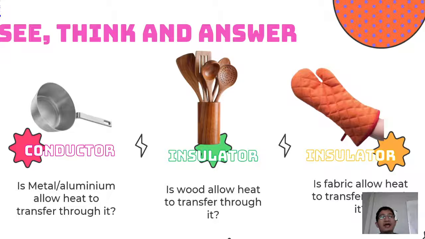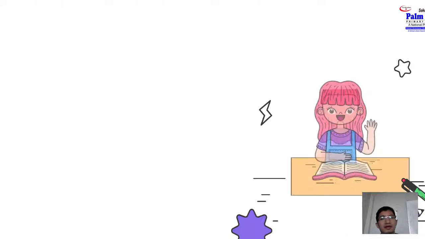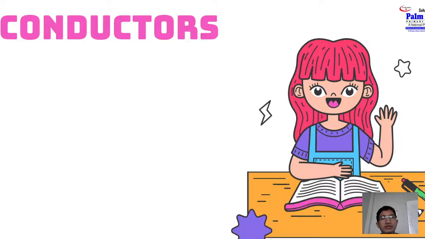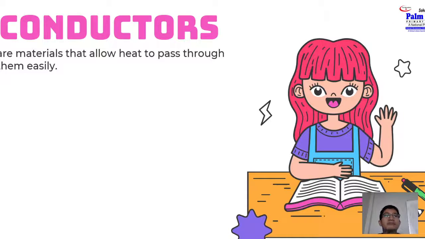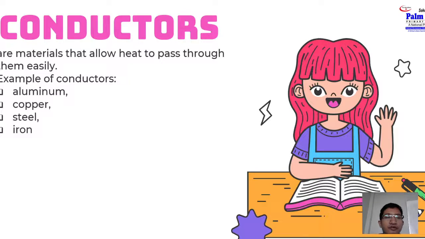So what do you think? Now we know why conduction may happen in heat transfer. So what are conductors? Conductors are materials that allow heat to pass through them easily. Examples of conductors are aluminum, copper, steel, and iron. That's why most frying pans use these. That's also why when you're grilling something, it's on top of something like metal, right?